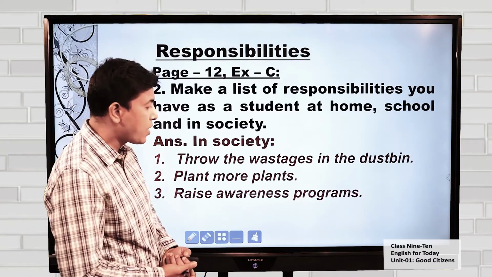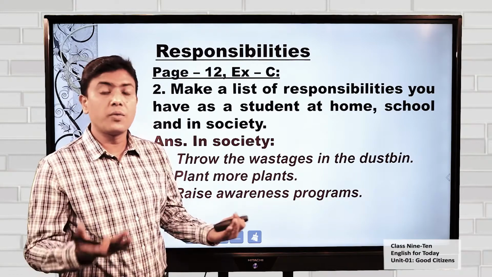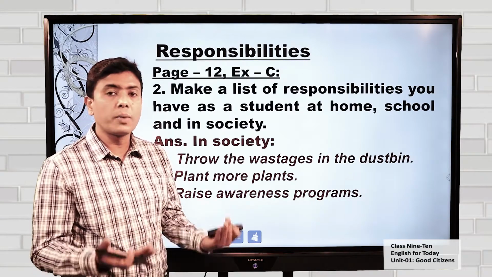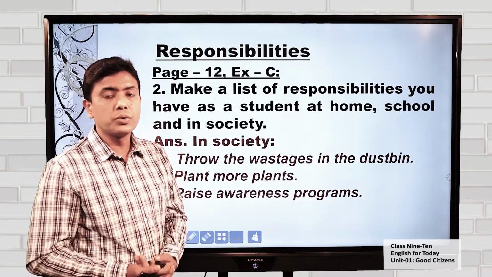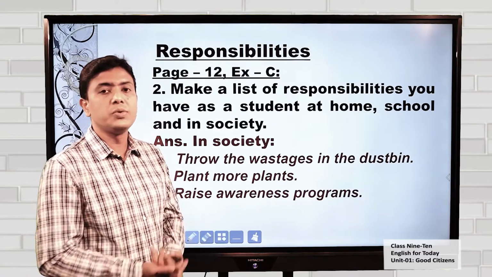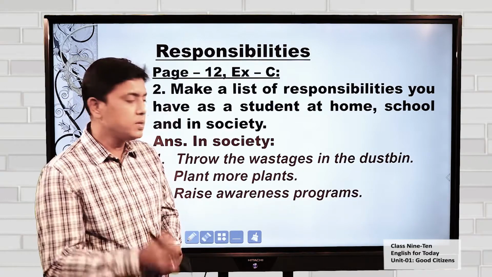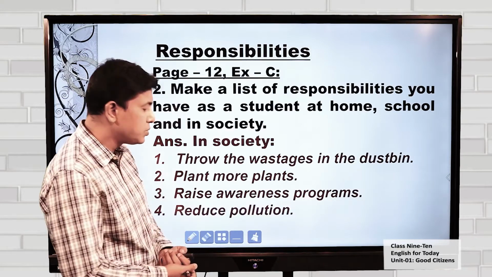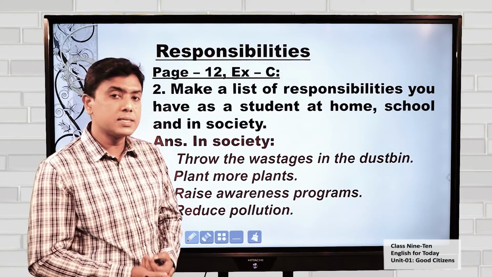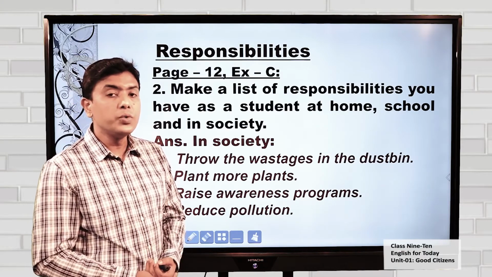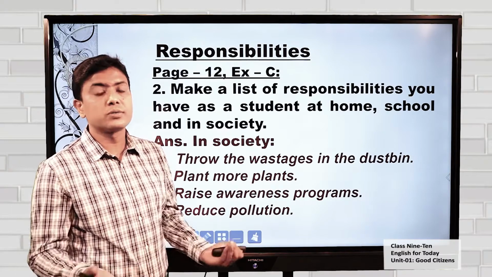Thirdly, raise awareness programs. There can be different awareness programs, like we can talk about COVID-19, we can talk about dengue mosquito, we can talk about environmental pollution, etc., which is very important. We should also reduce pollution. That is also very important. And as a citizen of a country, we should take care of our society and also the country.